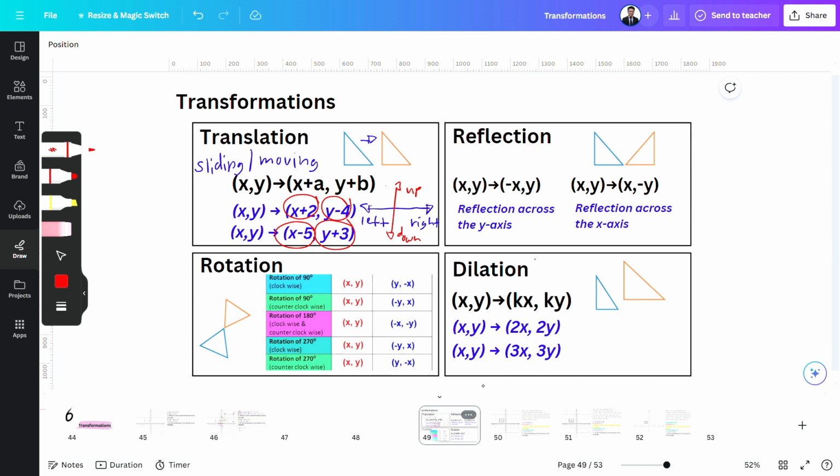Now let's go with reflection. By the way, I'm so sorry for my cough. From time to time, I might make some unnecessary noise. I'm sorry. Now, let's go with reflection.